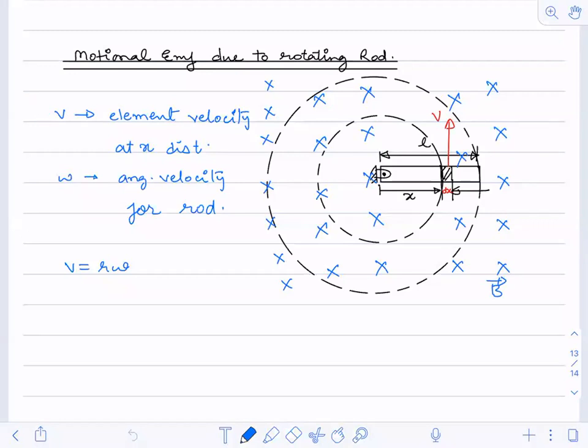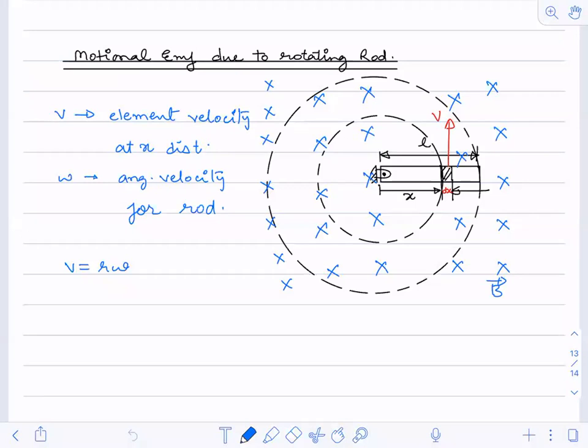So today we are going to see this motional EMF due to the rotating rod. We had not completed it yesterday, so we'll cover it up today. A few more topics are there, almost around half an hour maximum, I guess. After that we'll take a doubt clearing session.